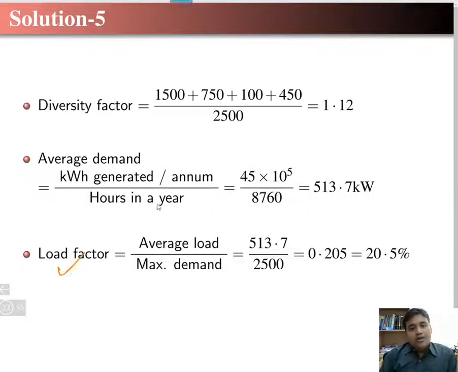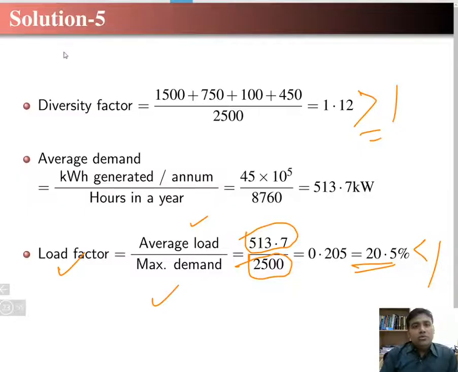The load factor is basically the ratio of average load by peak load. Average load you have calculated as 513.7. The peak load is 2500. So you are getting 20.5% as the load factor. So you can see that the load factor is less than 1, and here the diversity factor is more than 1. The most important point to remember is that load factor will be less than 1 and diversity factor will be more than 1.